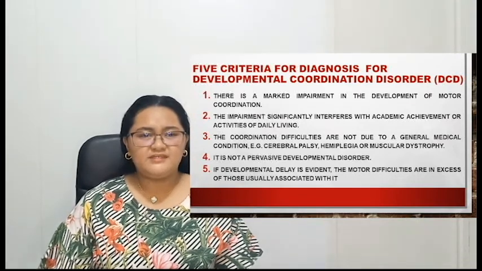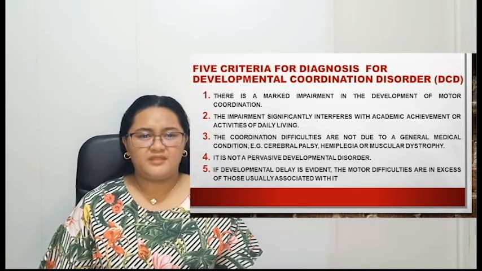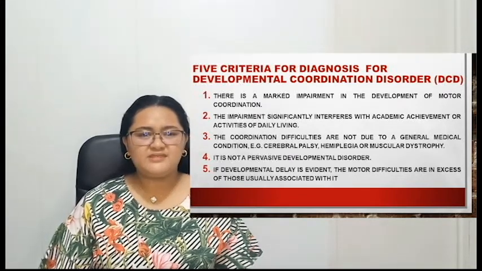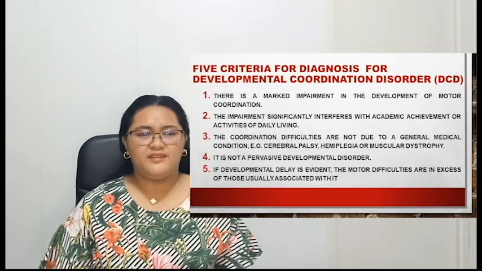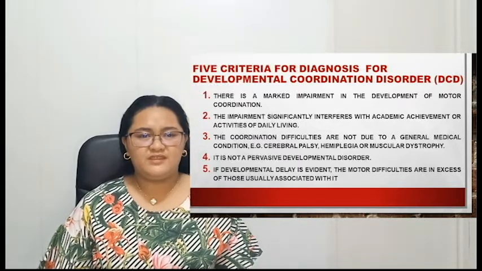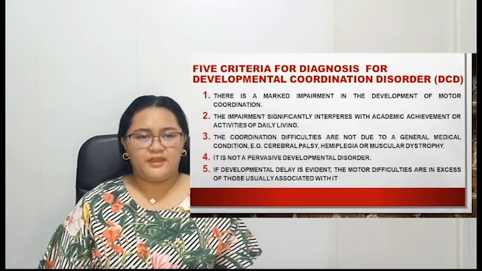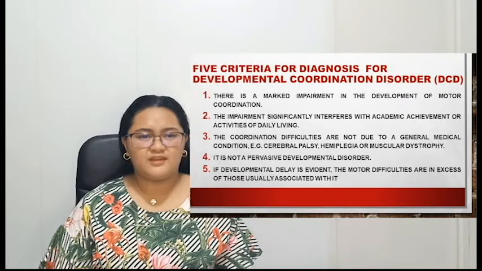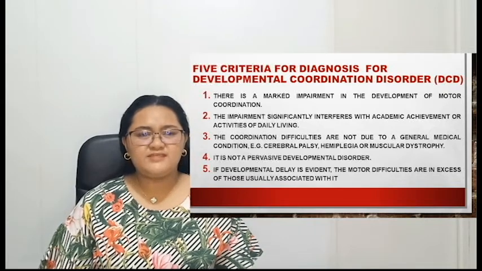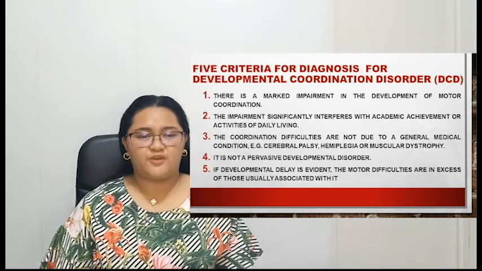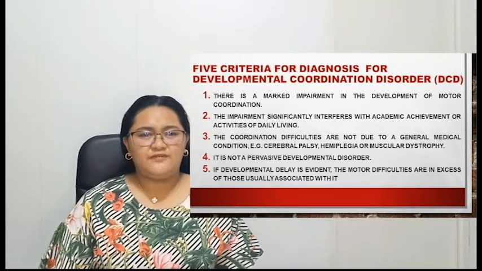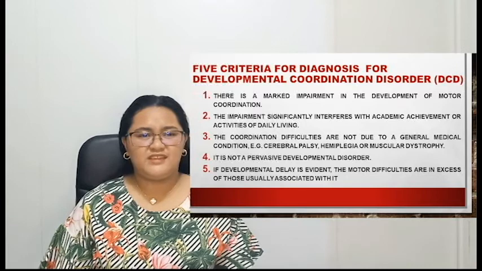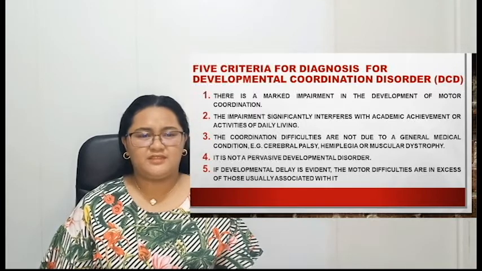First, there is a marked impairment in the development of motor coordination. Second, the impairment significantly interferes with academic achievement or activities of daily living. Third, the coordination difficulties are not due to a general medical condition. Fourth, it is not a pervasive developmental disorder. And lastly, if developmental delay is evident, the motor difficulties are in excess of those usually associated with it.